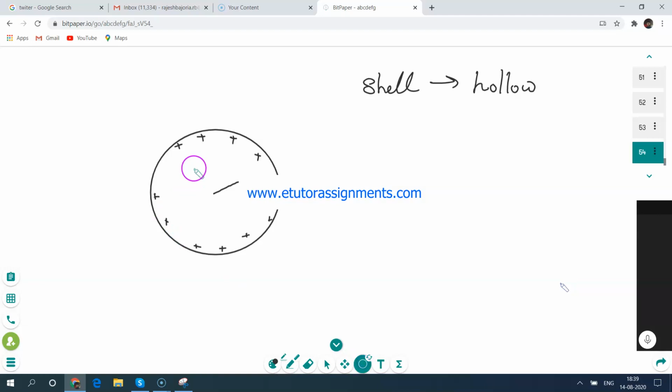Okay, Gauss's law you have to apply here. What is the charge enclosed by the Gaussian surface? Anastasia, can you tell me? Zero.